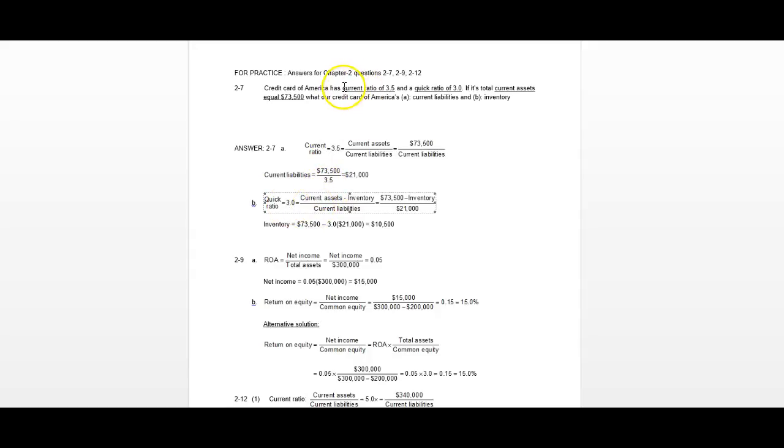Once you have those two ratios written, how would you decide which to pick? The problem is telling you the current ratio is 3.5 and the quick ratio is 3.0. Between the two, you want to start with the one where you have most of the information. In this case, the current ratio is current assets divided by current liability. They have given us the current assets, which is 73,500, and they're asking us to figure out the current liability.